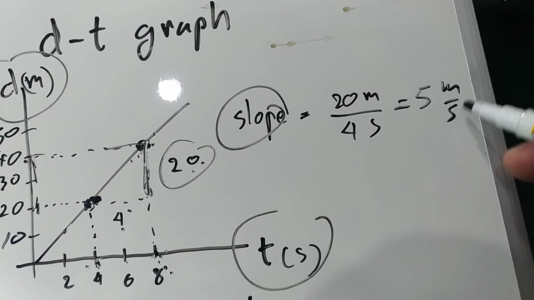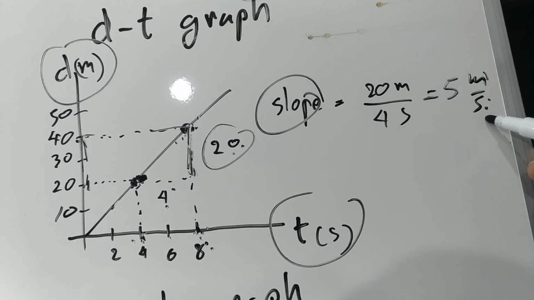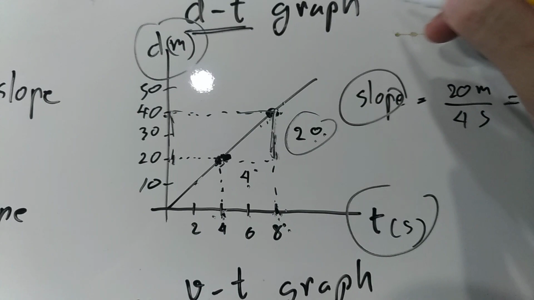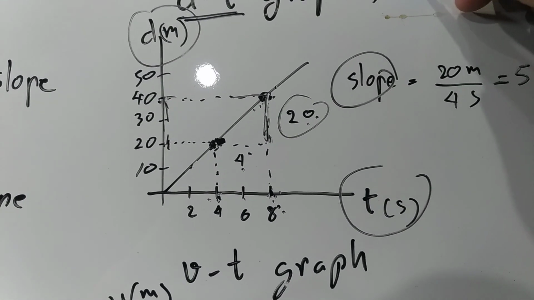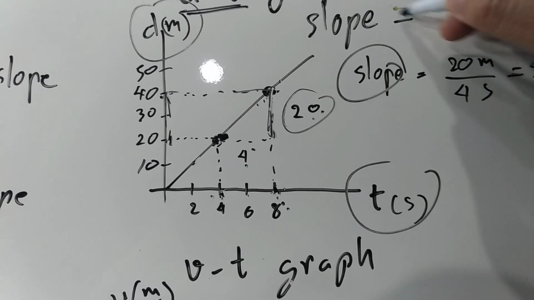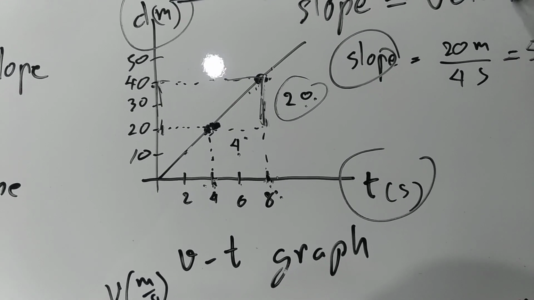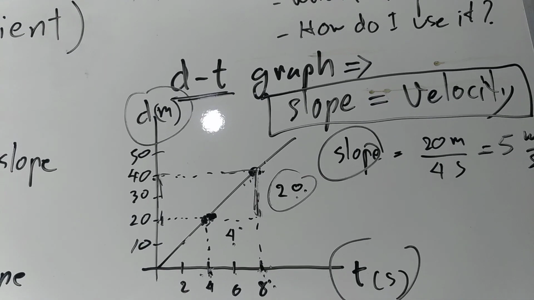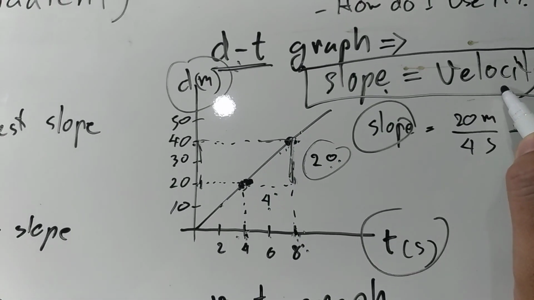Okay, so as you can see, this is distance, this is time, and the slope gives us meter per second. Wait a minute, meter per second is the velocity. So the slope of the distance time graph is the velocity. Slope equals velocity or speed. Okay, so that's one major concept. The slope of the distance time graph is equal to velocity.